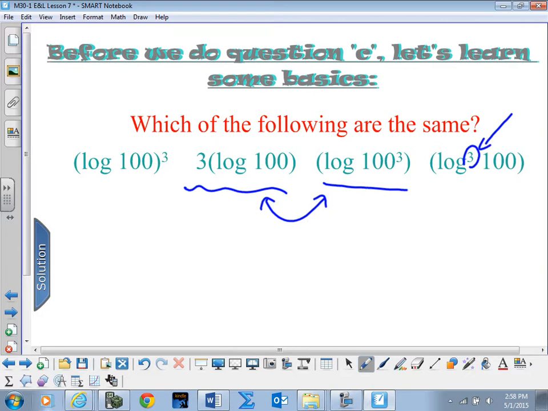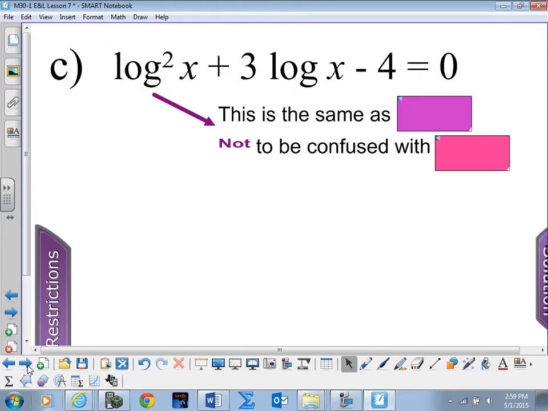That reminds me back to trig when you have tan squared x. The exponent is always written right beside the trig ratio. Well, that's the same as logs. This is log 100 cubed. So these are equal. The entire log cubed would be a 3 right here. Okay, that becomes important when we do a problem like this.